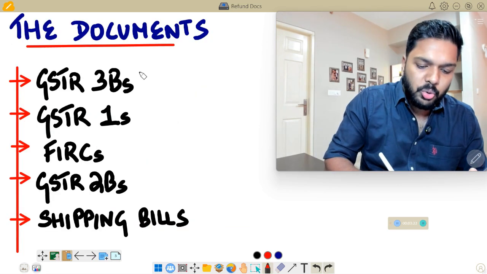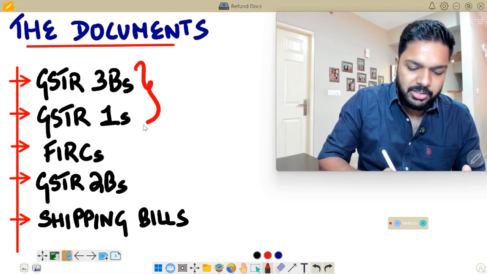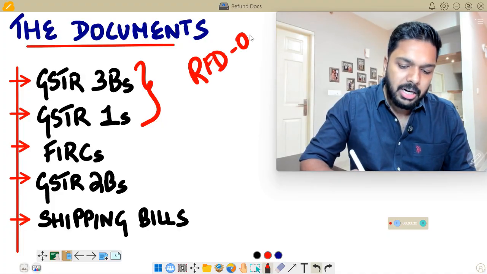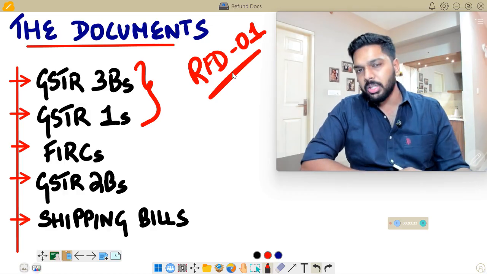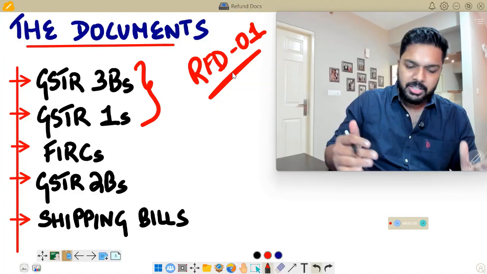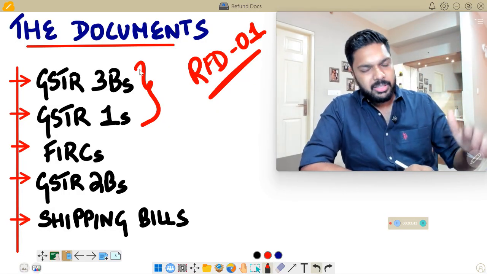Definitely, you need to upload a PDF copy of your 12-month GSTR 3Bs and GSTR 1s. Now, the RFD01 application can be done on a monthly basis, on a quarterly basis, or most commonly it is done on a yearly basis. So if it is done on a yearly basis, you need to upload the PDF copies of your monthly GSTR 3Bs and monthly GSTR 1 returns.